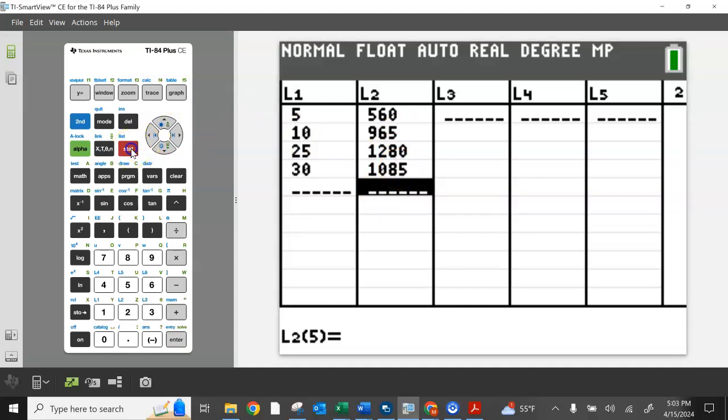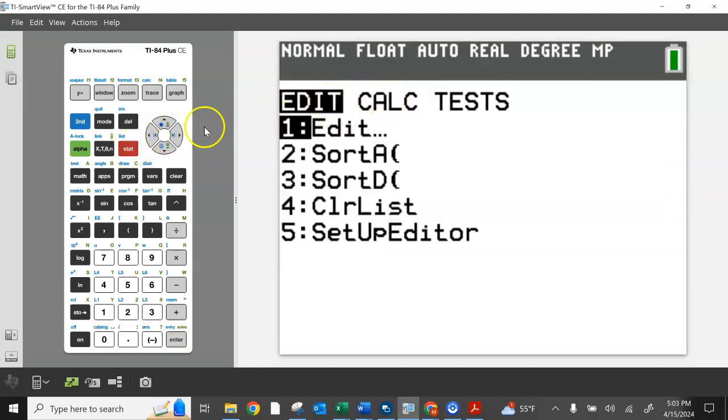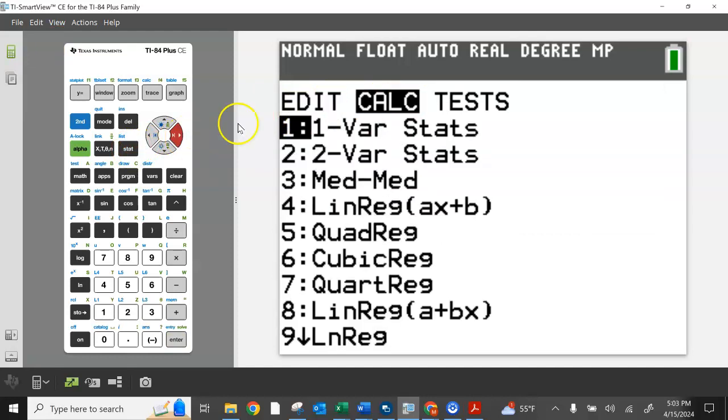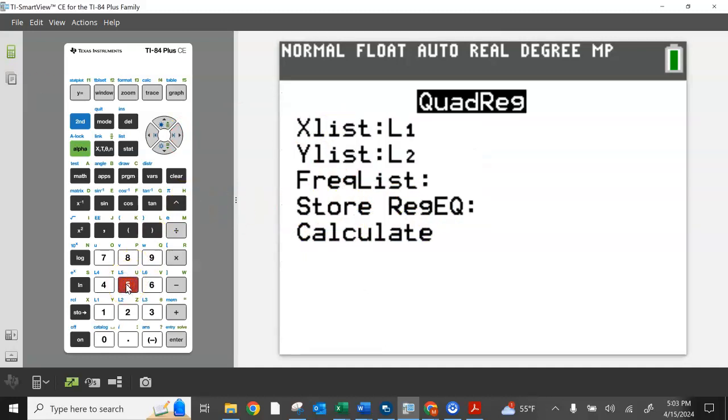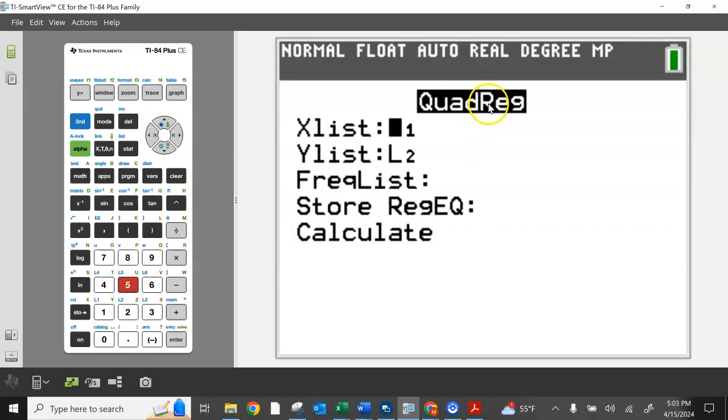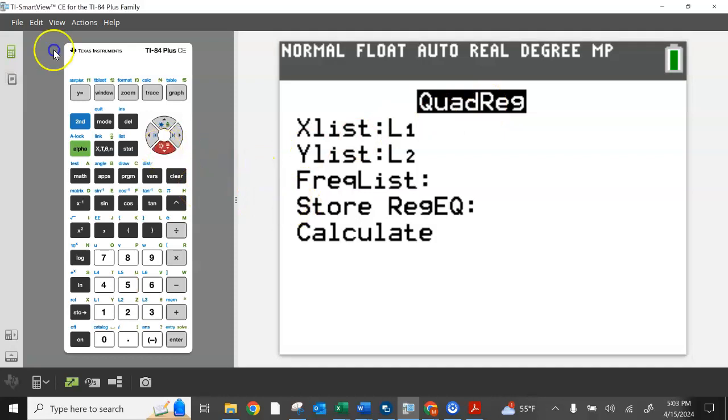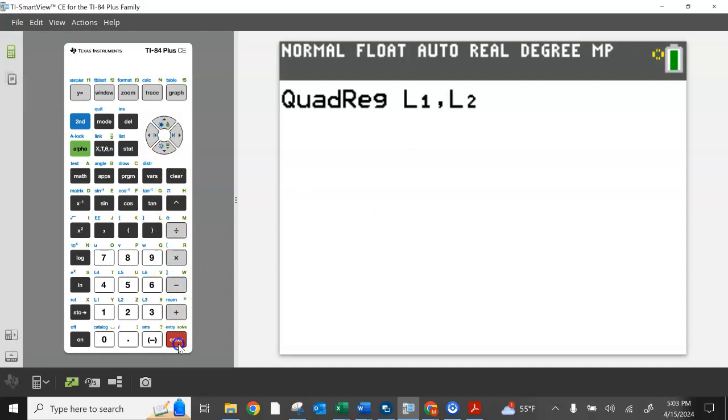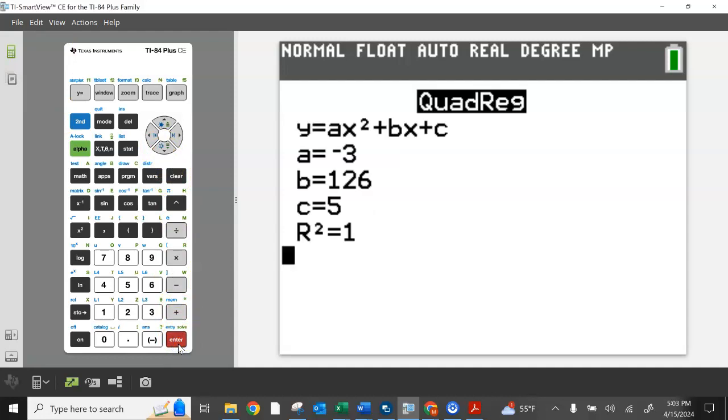Okay, now we're ready to run the regression. So we hit stat, calc. We use this arrow to go to calc. And then we need quadratic regression. We've done linear regression before, but now we need quadratic regression. So I can hit 5, and it goes straight to quadratic regression. Then I scroll down to calculate, and I hit enter. And voila, there we go.